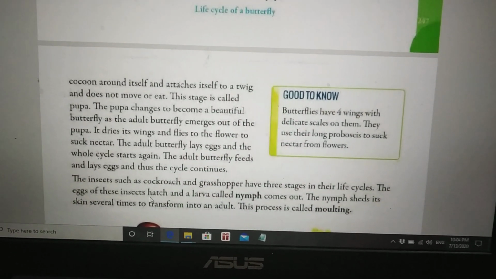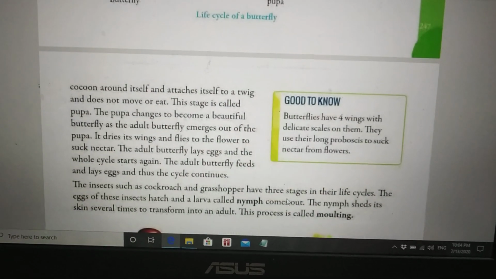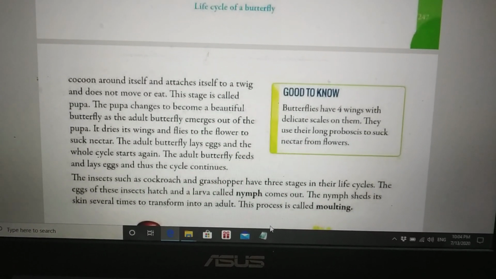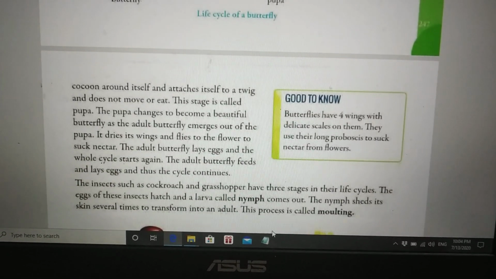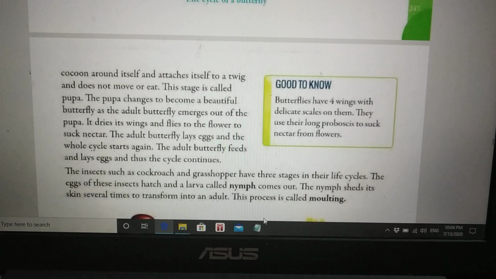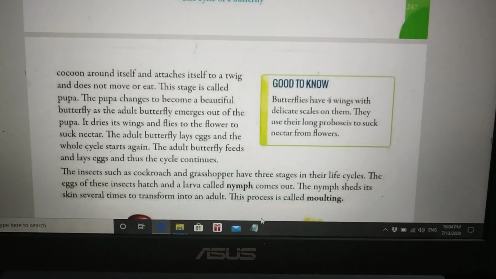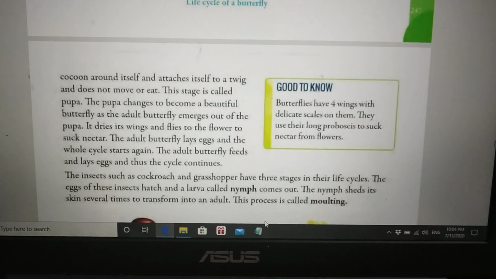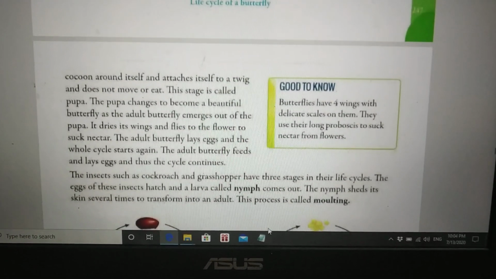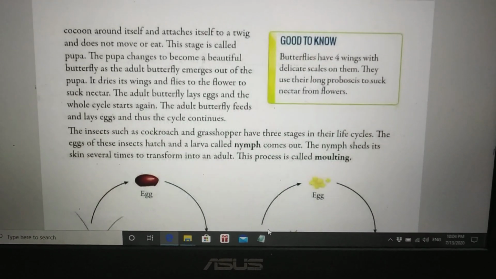And insects such as cockroaches and grasshoppers have 3 stages in their life cycle. The eggs of these insects hatch into a larva called a nymph, which comes out, and this nymph sheds its skin, meaning the body's skin completely comes off, and in this way, after several transformations, it becomes an adult. This is called molting. The process is called molting.